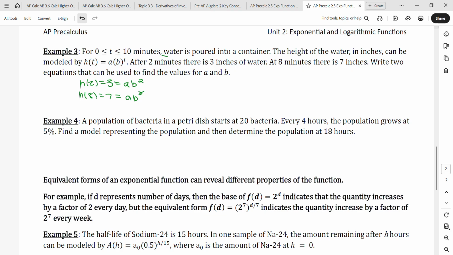Okay. This is probably a simpler version, but if you had a prompt like this on the AP exam and you did that, 1 point, just for writing 2 equations. Then we could go and use the calculator and find what the A and the B are.